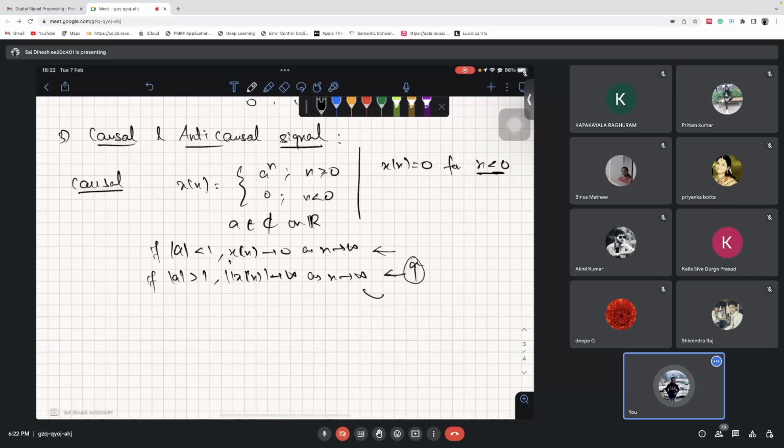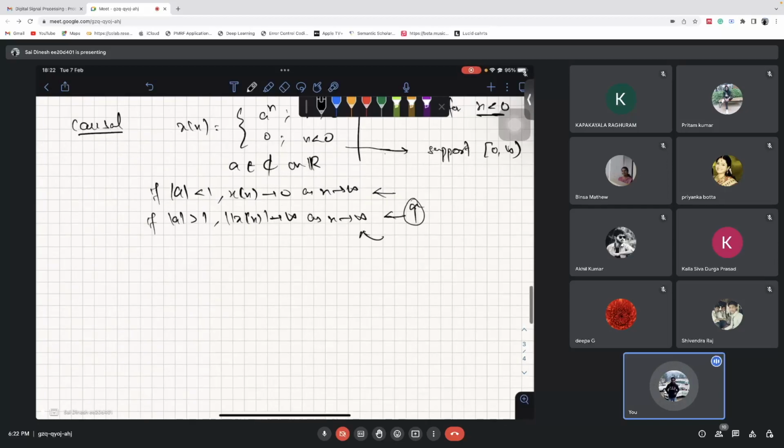So this here is not fully summable, so it means that it is not an energy signal, you can say, right? So the support of this type of signal that we have is 0 to infinity here, right? And then similarly what we have is an anti-causal signal, for which x of n equals 0 for n greater than 0. So this is an anti-causal signal that we have here.